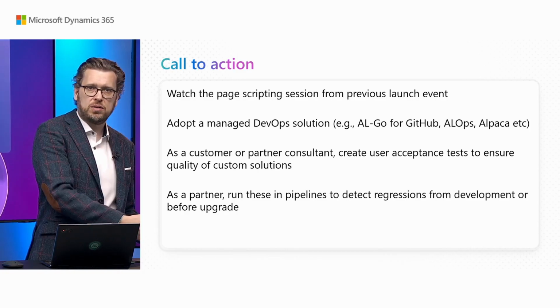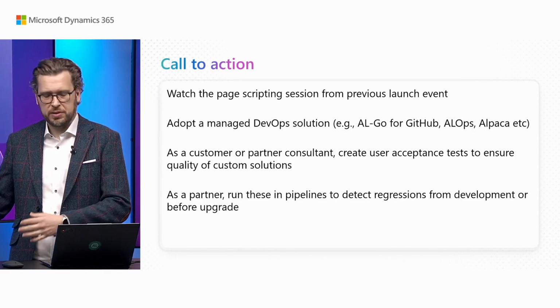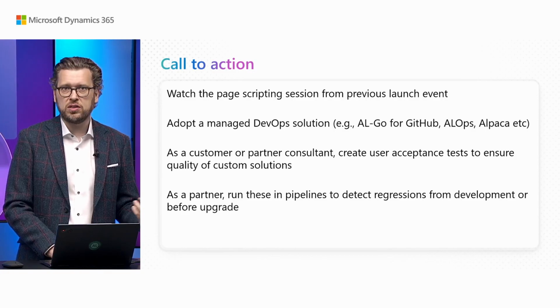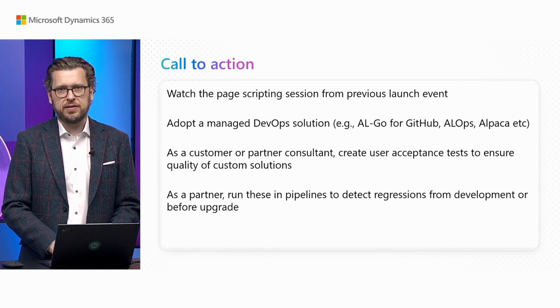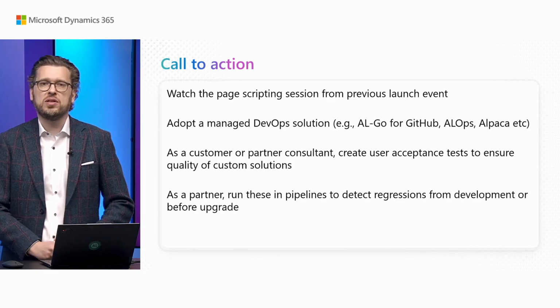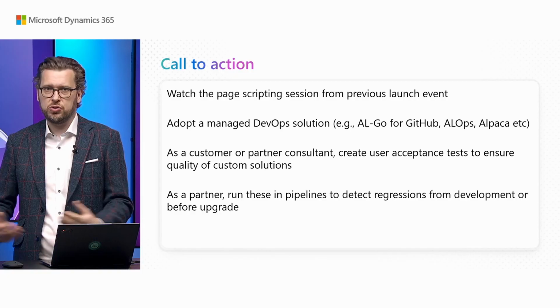If you are a customer or consultant, take advantage of the tool and create user acceptance tests to ensure the quality of custom solutions. And as a partner, take advantage of having those scripts and run them in pipelines to catch regressions early on during development so that you don't have a costly impact in deployments or upgrades because of those regressions.